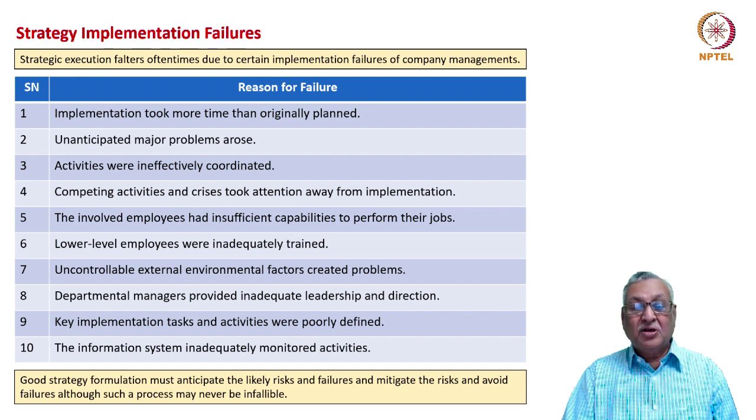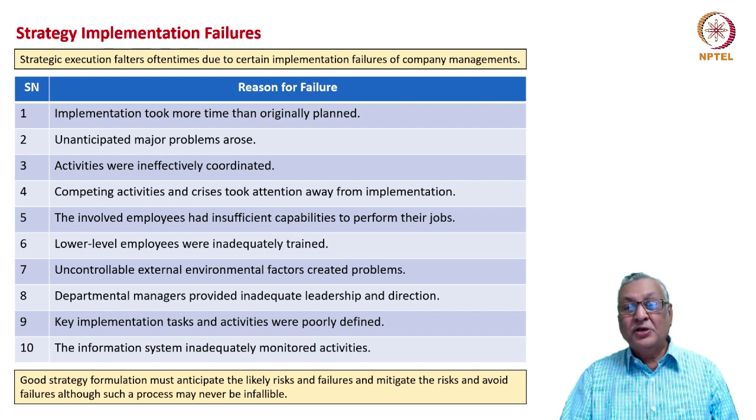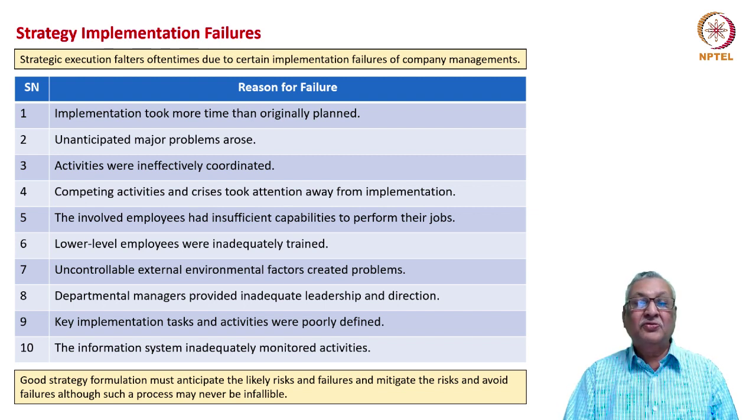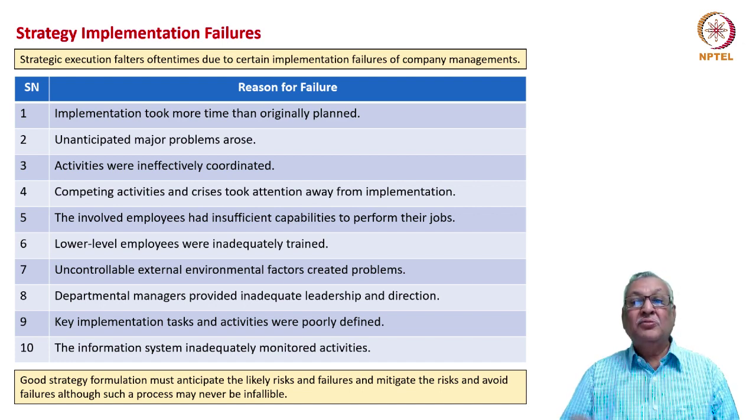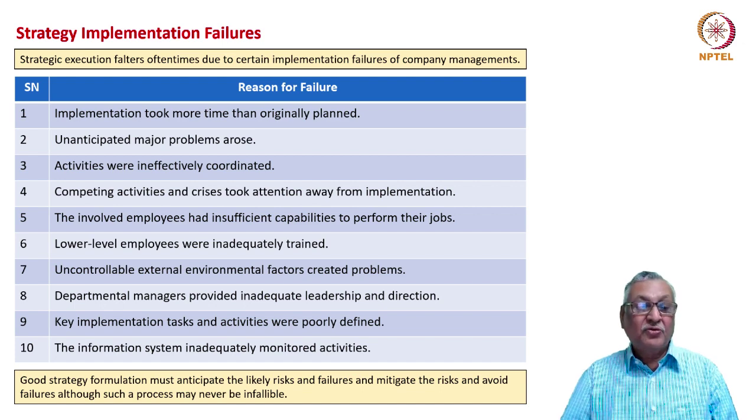Key implementation tasks and activities were poorly defined. What this means is that we need to have very clear metrics of what we are measuring as a strategic effort and as a strategic outcome. If these are not well defined, then you might see a faltering of the strategy. And ultimately, if all of this happens without any information system, then everything will be qualitative, everything will be judgmental, and there could be arguments as to what is right and what is wrong. Therefore, we must have a very solid information system.